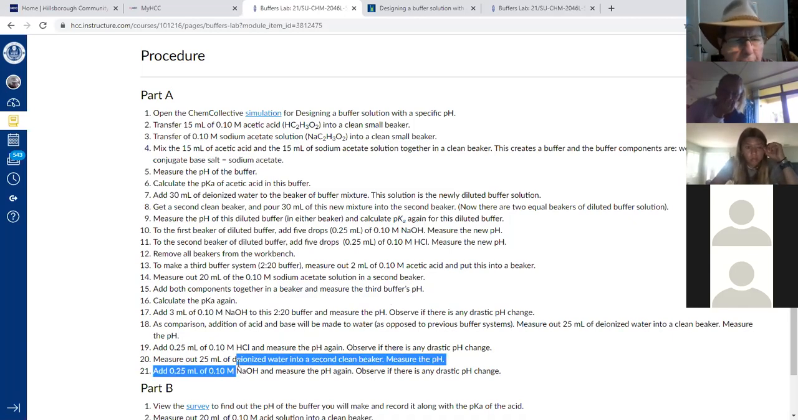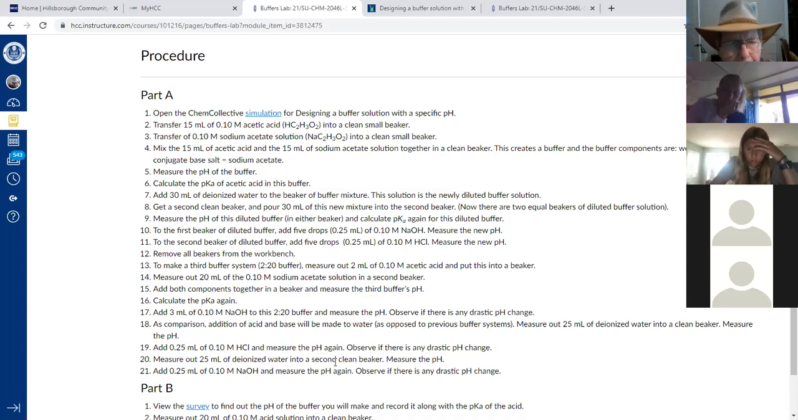Measure 25 milliliters of water. Put it into a beaker. And you are going to, erase that. You're going to take 0.3 milliliters of the 0.10 NaOH, add it to the buffer, observe the pH.